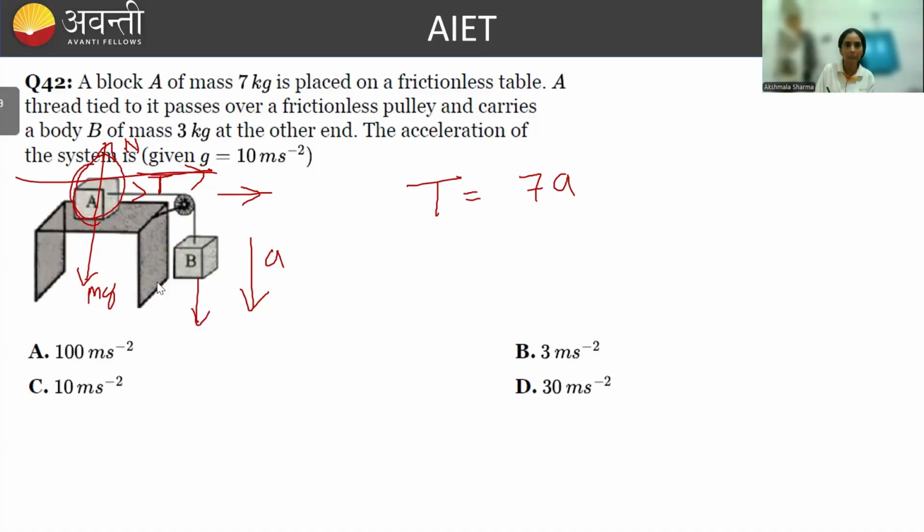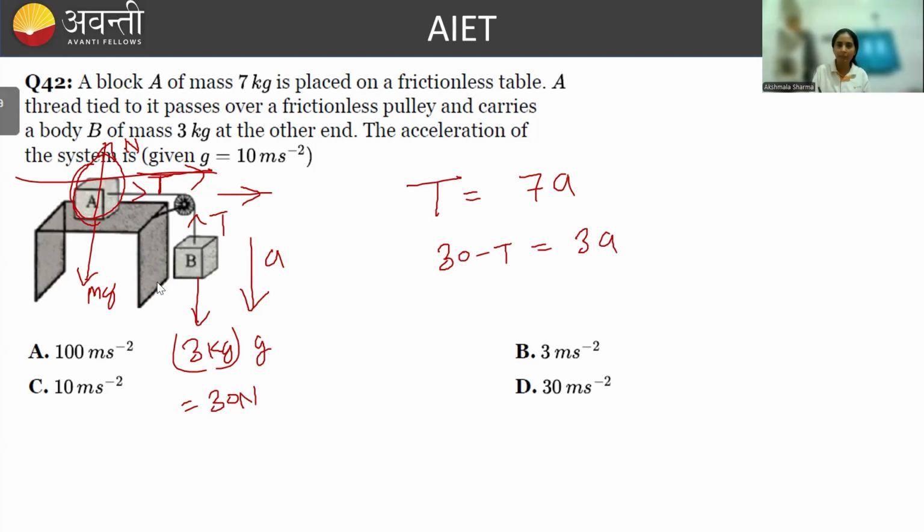Okay? So now let's write the equation of B. In the downward sense, gravitational force will act. The mass of B is 3 kg. So 3 kg into g, acceleration due to gravity, so the net force will be 30 Newton in the downward direction, and in the upward direction it will be tension. So 30 minus tension will be equal to 3A. And tension can be written as 7A. So 30 minus 7A equals 3A. So 10A is equal to 30. So A equals 3 meter per second squared. So the correct answer will be B.